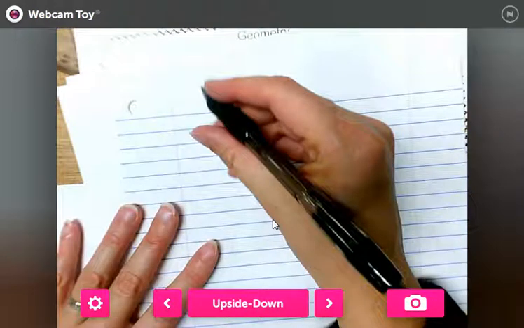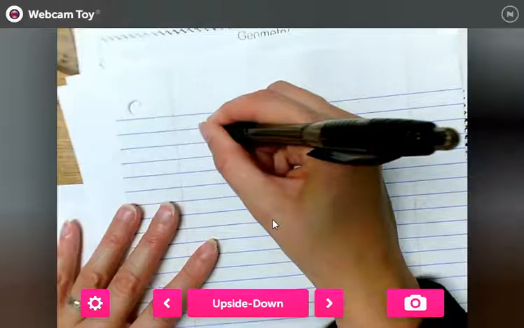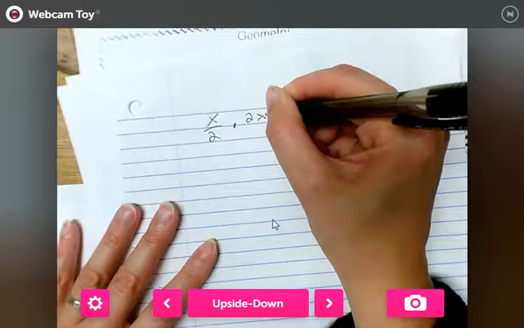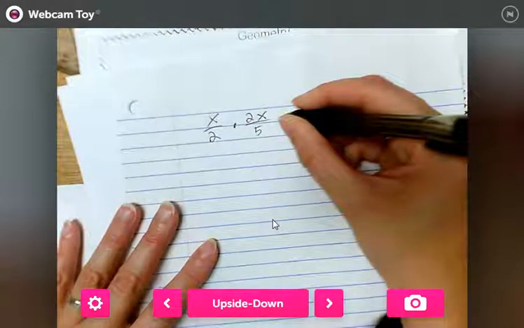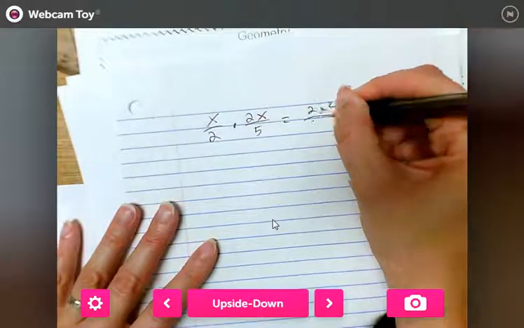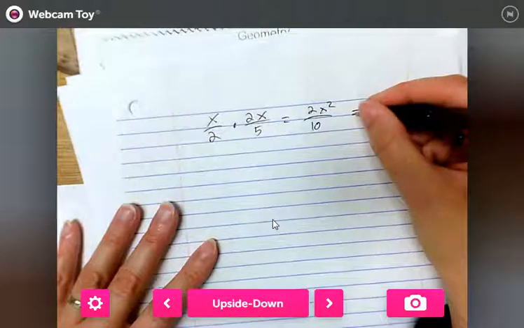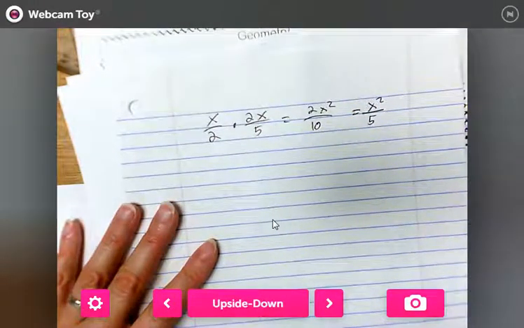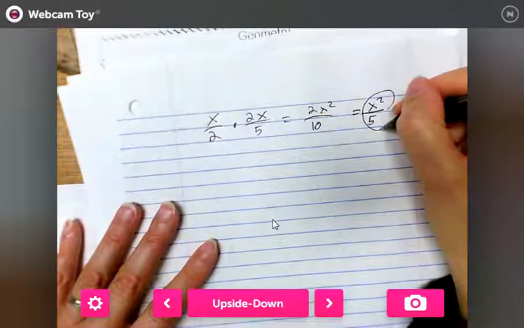So we know that if we have x over 2 times 2x over 5, we just multiply straight across and we get 2x squared over 10, and we reduce and get x squared over 5, or 1/5 x squared, okay? This is just simple multiplication.